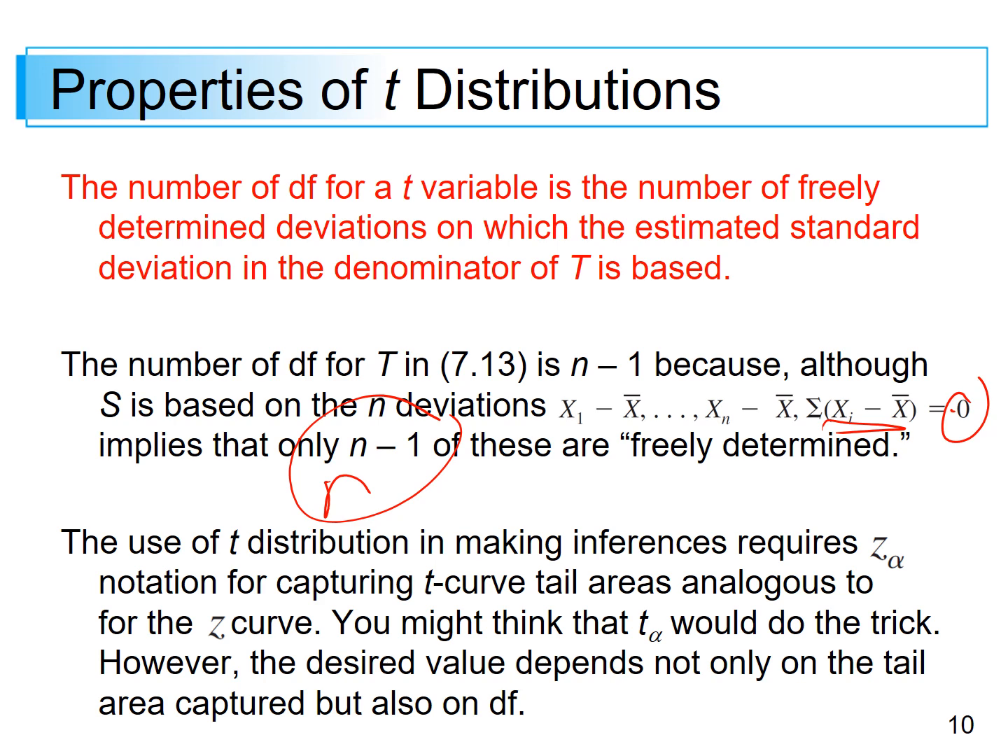With standard normal distributions, we used z notation to capture tail areas. We need the same type of notation for the t-curve tails. With the z values, we only specified alpha, but with t value, that is not enough. We also need to specify the degrees of freedom. And remember that alpha represents the area under the curve in the tail areas.